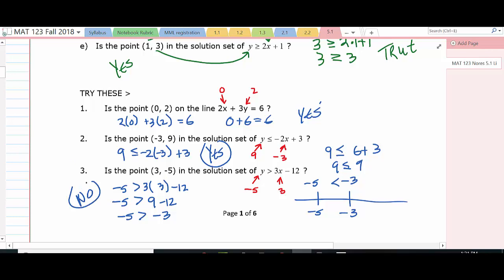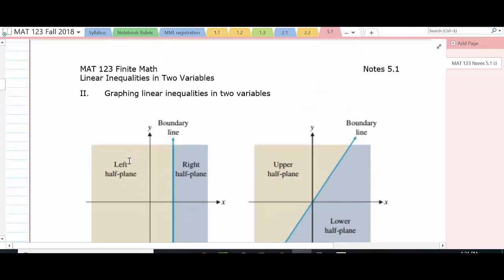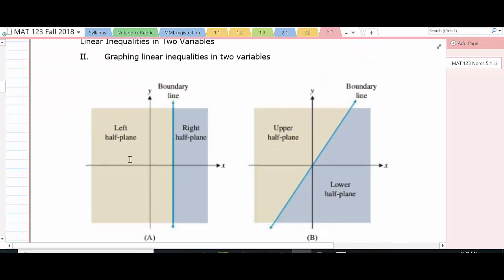Okay? Is everybody solid with what you just did? Okay, now that's how you check and see if a point is a solution either of an equation or of an inequality. Okay, now let's go to the next page and we'll start putting together the graphing on here.